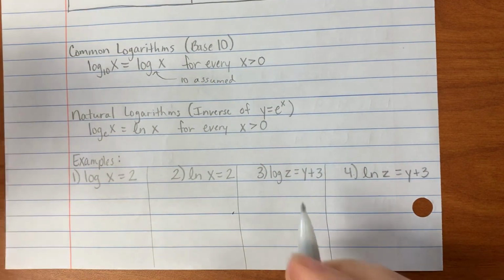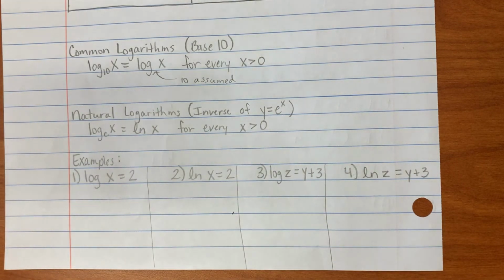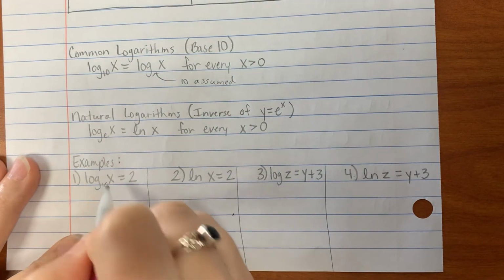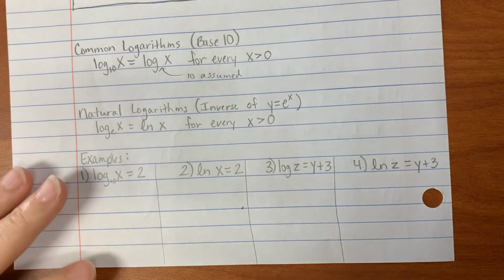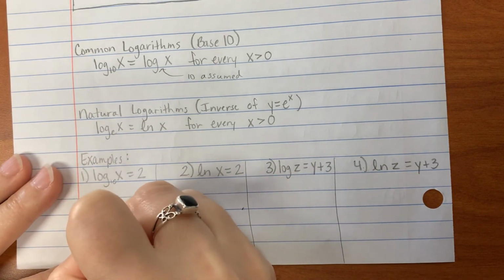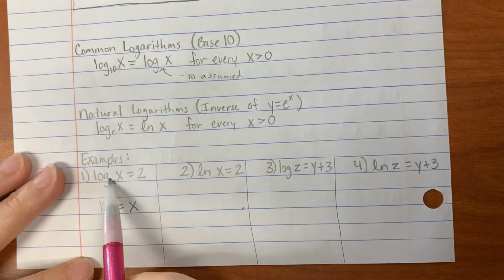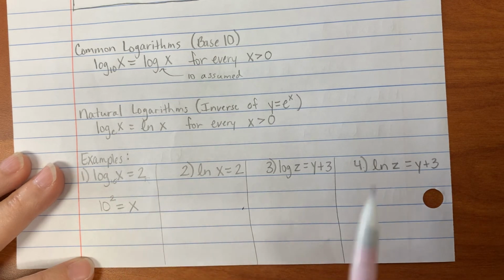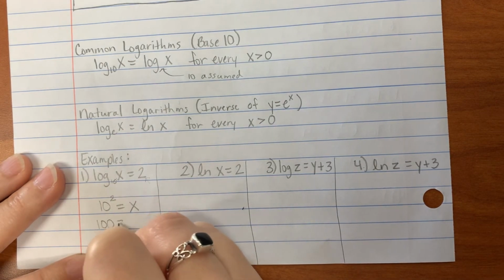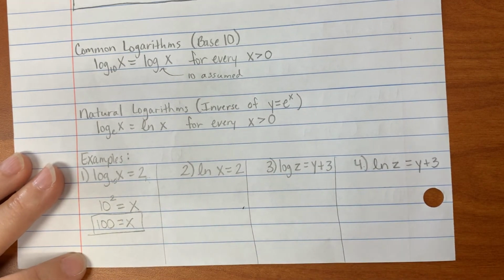Okay, so this first example here, log of x equals 2. So we are assuming that they mean log base 10 of x equals 2. So what that tells me is I have 10 to the second power equals x. So my base 10, here's my exponent, equals this. Well, that means 100 equals x. So I can just solve it like that.